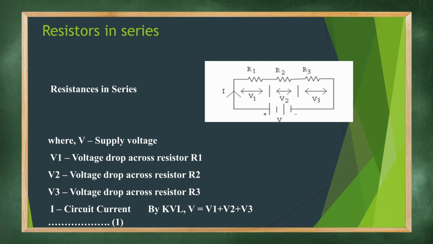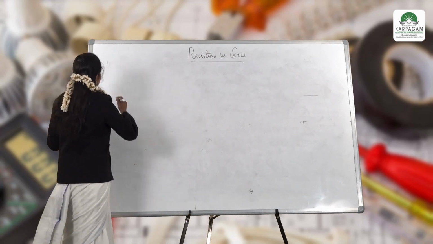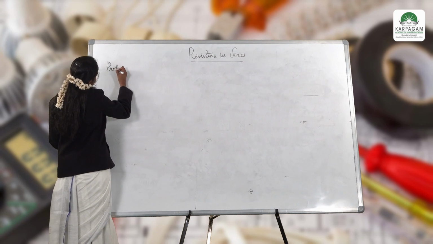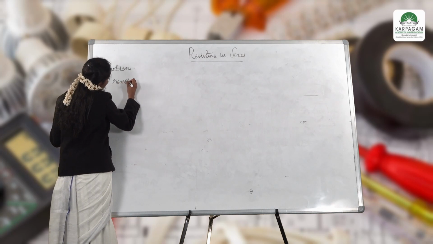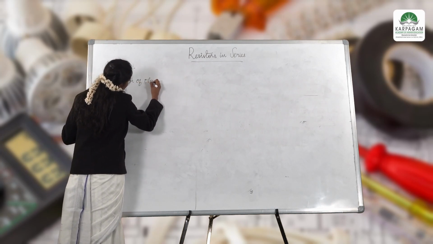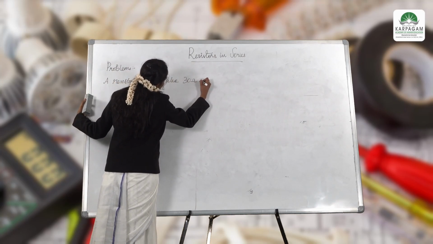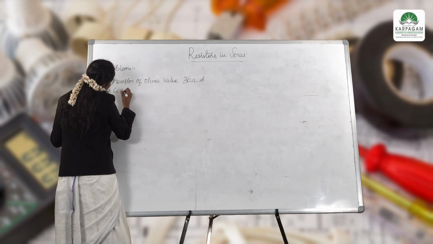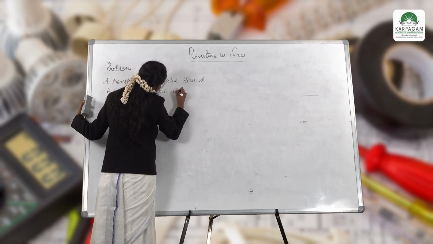Here we have two voltage drops. Your V1 value is 144 volts and your V2 value is 96 volts. So here we have 144 and 96. Now let's move to problems on series circuits. We have a resistor of ohmic value 30 ohms. It is connected in series with an unknown resistor.